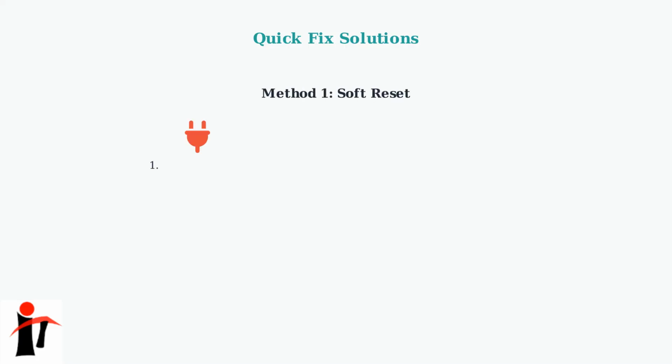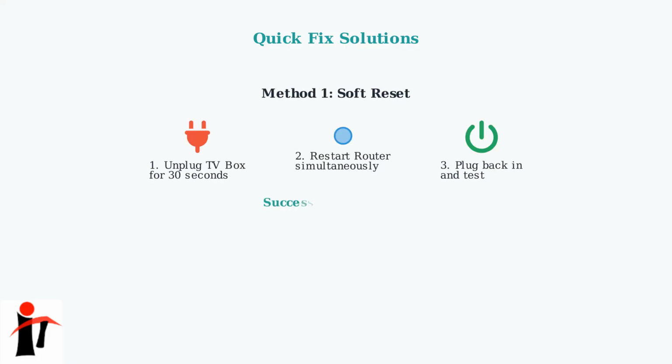The first method is a soft reset. Unplug your EETV box for 30 seconds while simultaneously restarting your router. This clears temporary memory issues and refreshes network connections, resolving freezing problems 60 to 70% of the time.